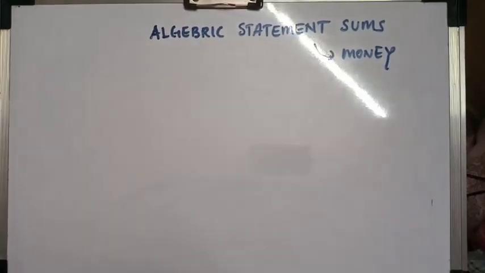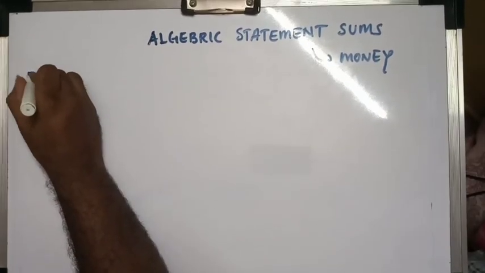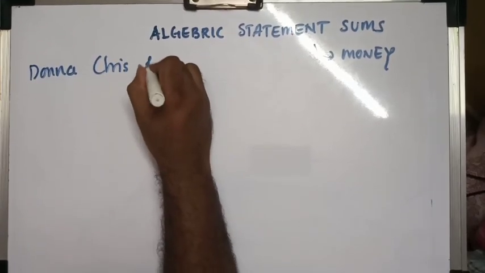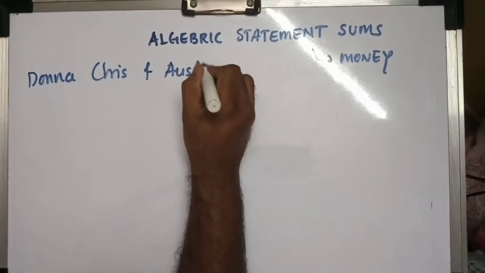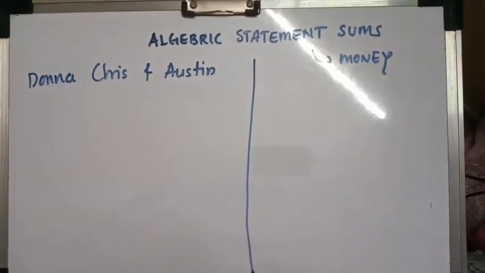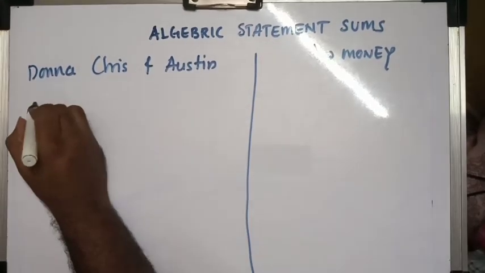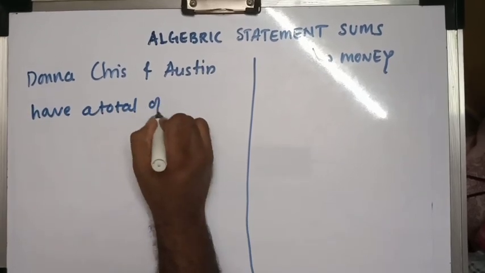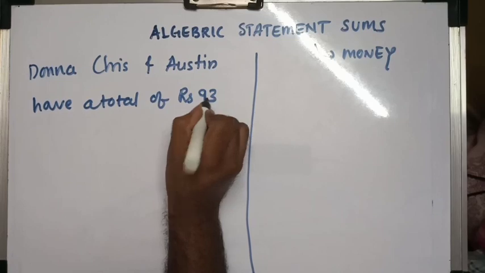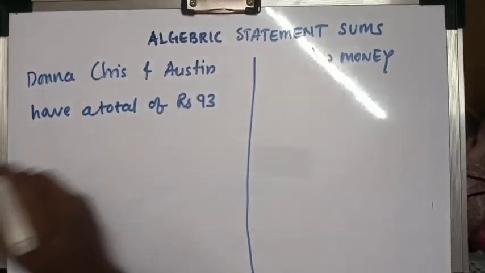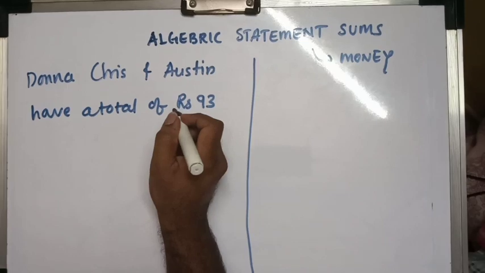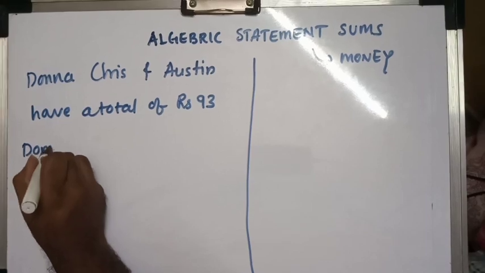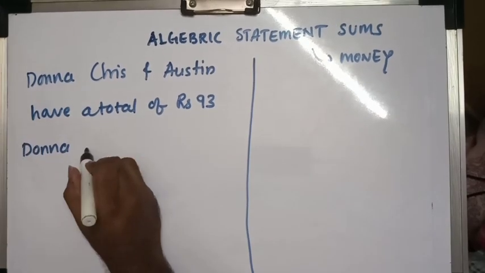So say I give you a question. The question is, there are three people, one is Donna, the other one is Chris and Austin. These three people have a total of rupees 93. Actually, as this book is of California standard, they have given it in dollars, but I have written it in rupees. And a condition is given to you.